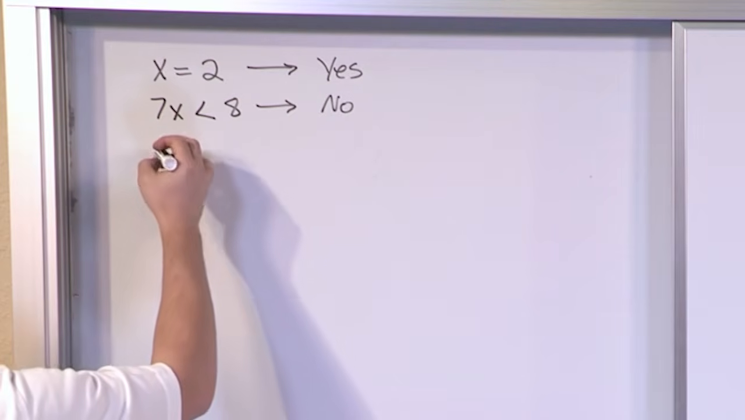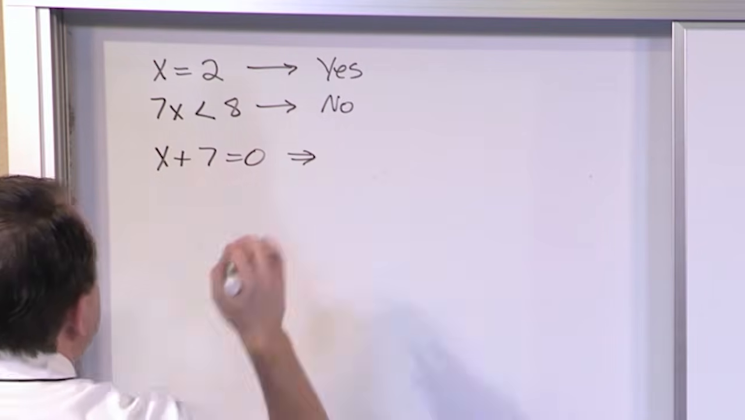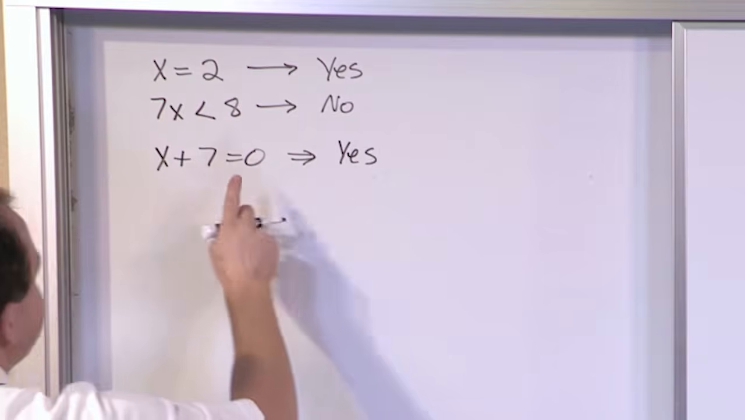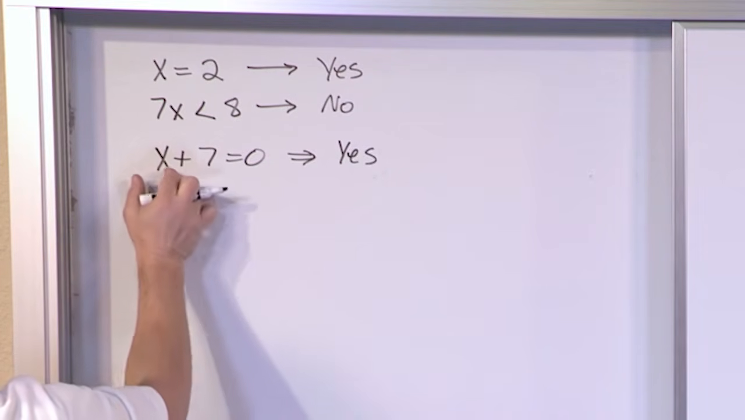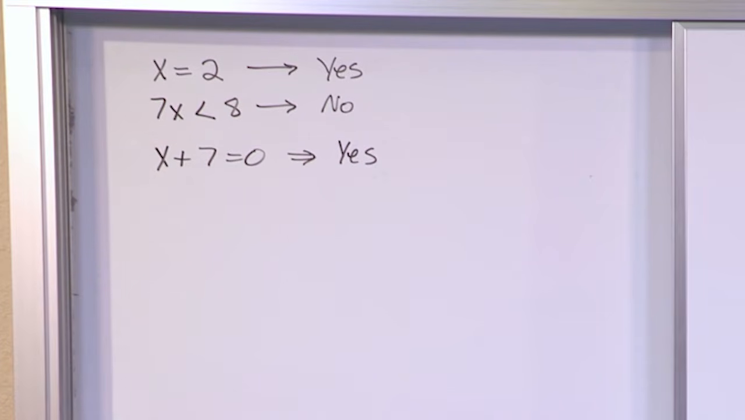What if you had something like x plus 7 is equal to 0? Is this an equation? And the answer is yes. It is an equation. Why? Because you have an equal sign. And what this is telling me is that whatever x is, I need to be able to add 7 to it, and then whatever I get has got to be equal to 0.